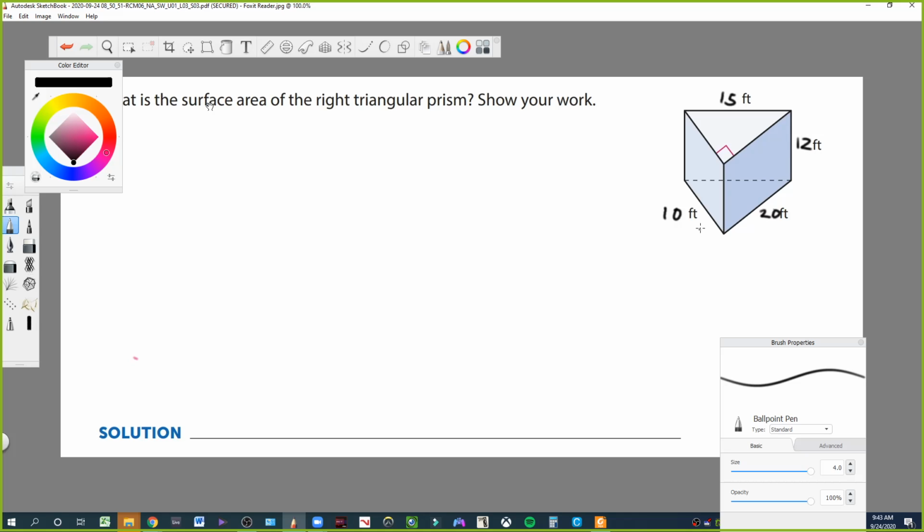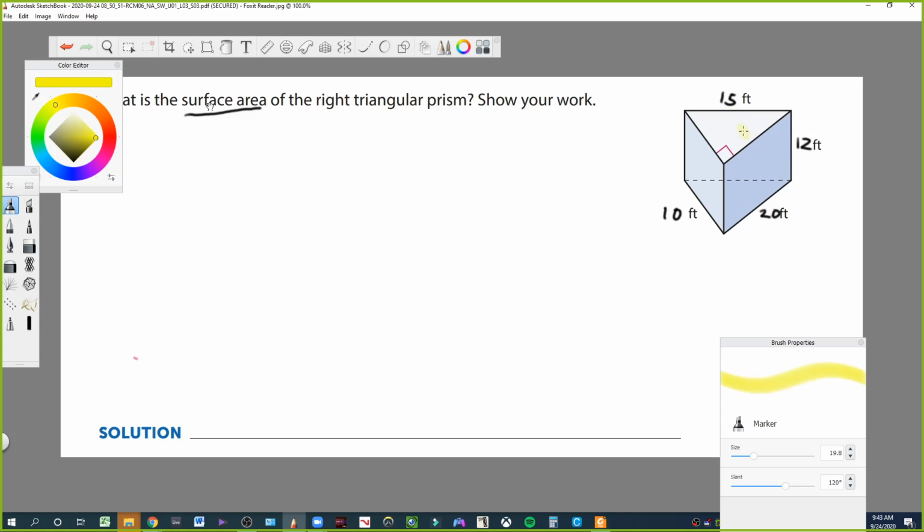Doesn't matter. So here's what we need to find. For these problems, we need to find the surface area, which means we have to find the areas for the faces. So for the top face, the bottom face, the back face, the right face, and the left face. But because we're doing a triangular prism, we're not going to do front face, back face, top face, bottom face, left face, right face. That was just for rectangles. For this one, we're going to do top triangle.